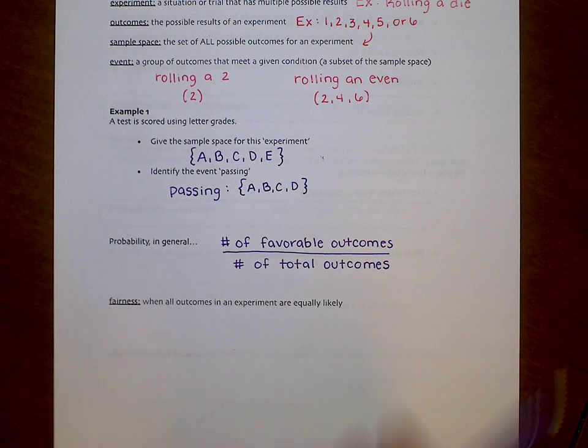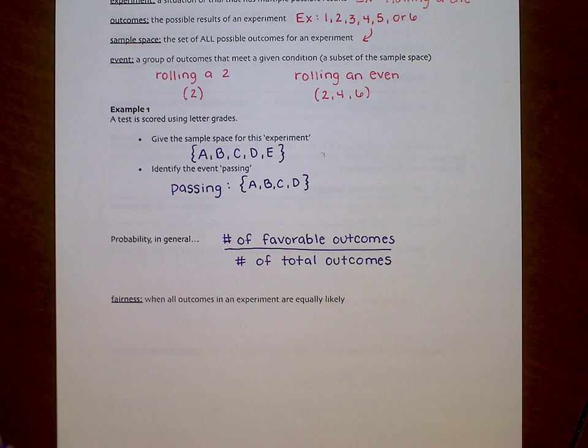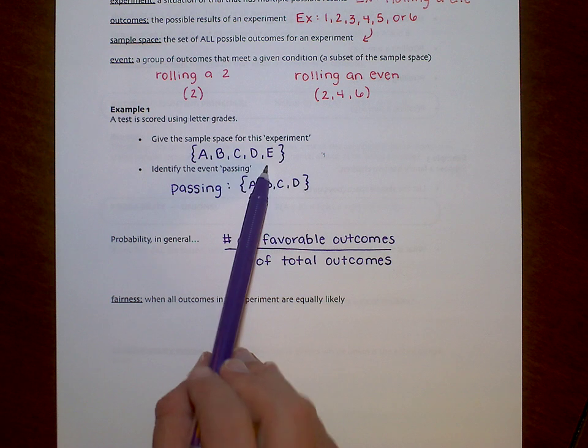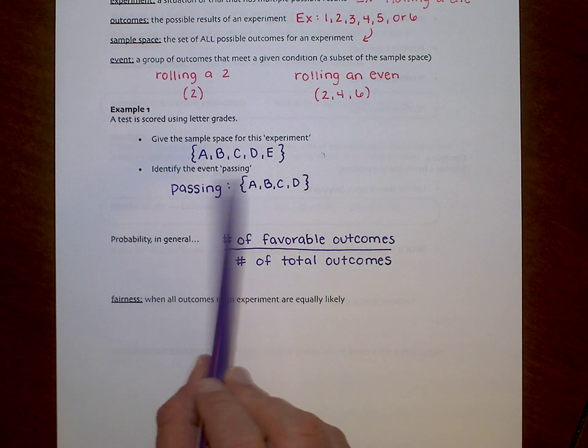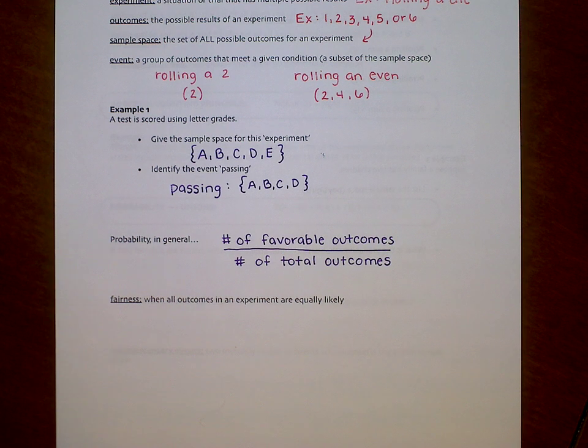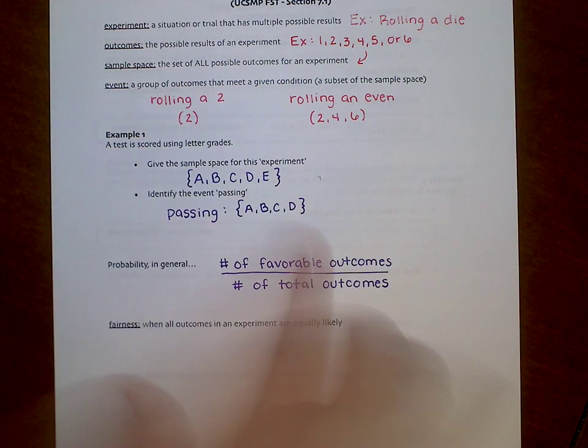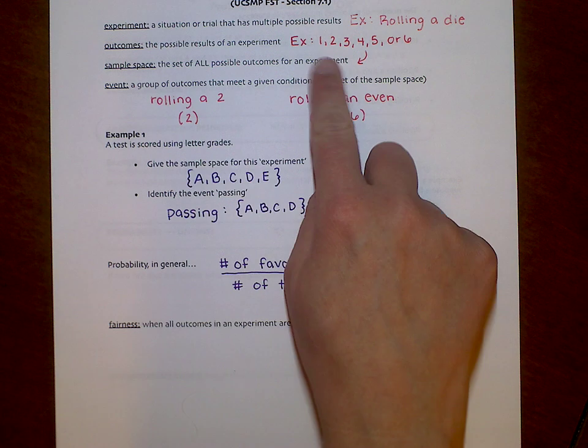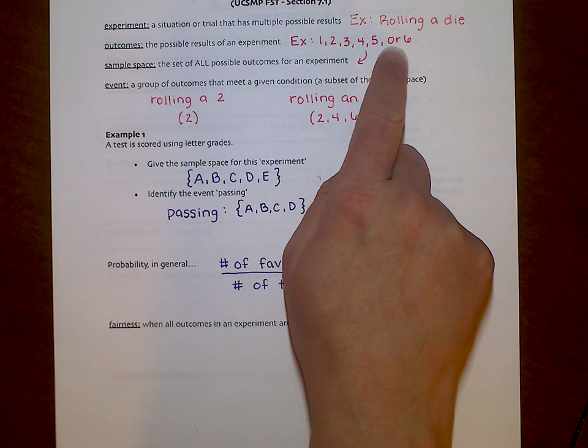And then one more term that you should know. Mathematically, the definition of fairness is when all of the outcomes are equally likely. So, in this event that I just described, if I was randomly drawing these letters and all 5 letters were equally likely, technically we would call that fair because everybody has the same chance. Obviously, in terms of grading, I don't know that I would really call that fair, but mathematically, we would say that that's fair. Or rolling a die. It's fair because all 6 of these outcomes are equally likely.